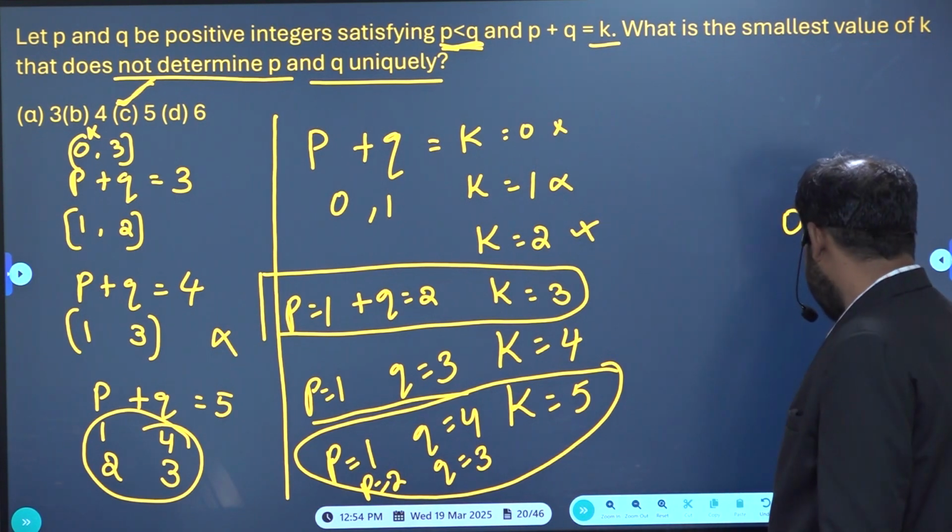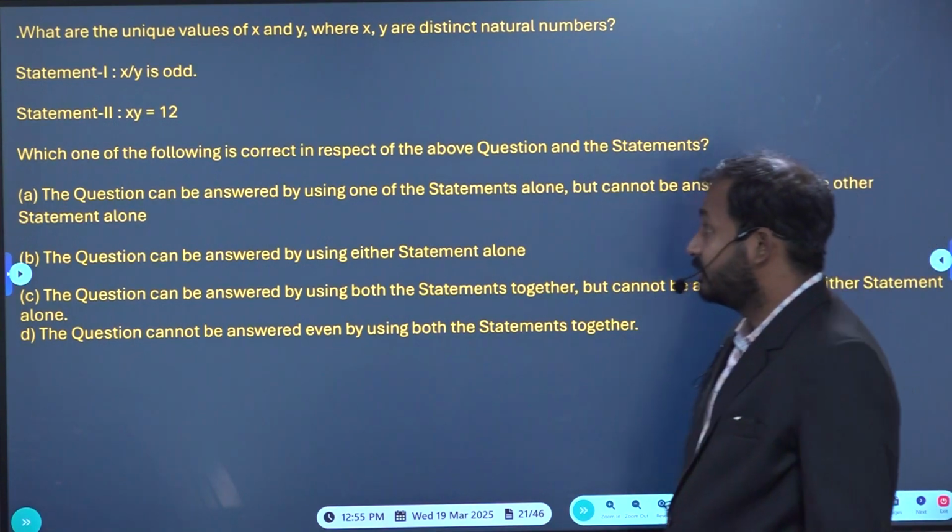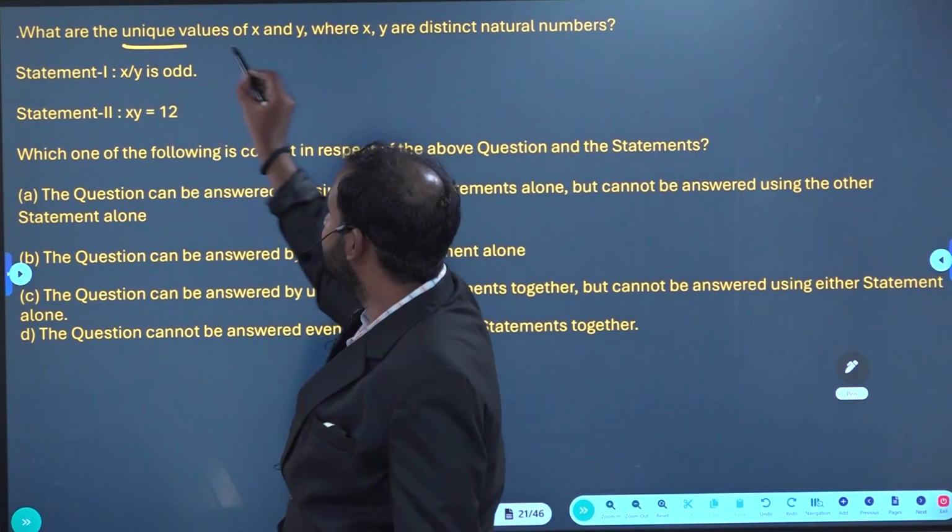Okay, understood? Next one. Please see here. What are the unique values of X and Y?